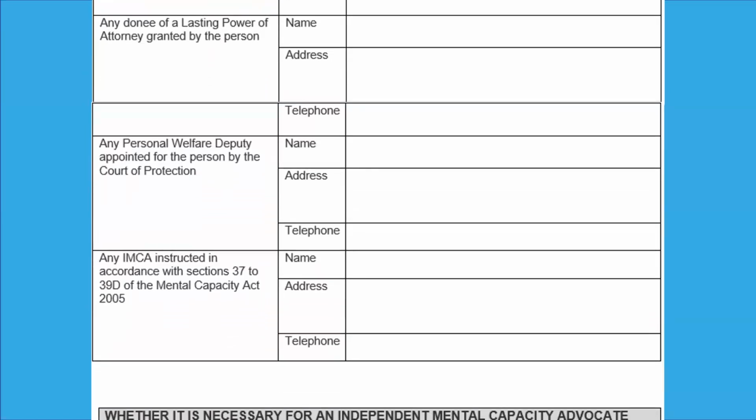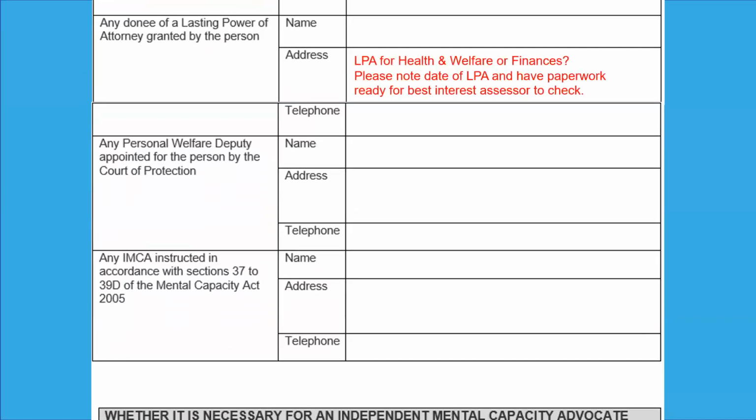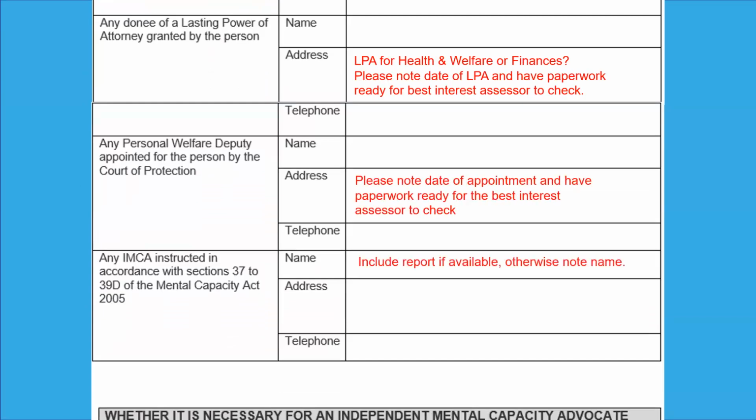It is also important to identify anyone that might have a legal decision-making power with regards to this patient or anyone who actively advocates for them. Does this patient have a lasting power of attorney for either health and welfare or finances? Do they have a court-appointed deputy to mention? Do they have an instructed IMCA? And if so, is there a report available that could be included? If not, the IMCA's information should be sufficient.